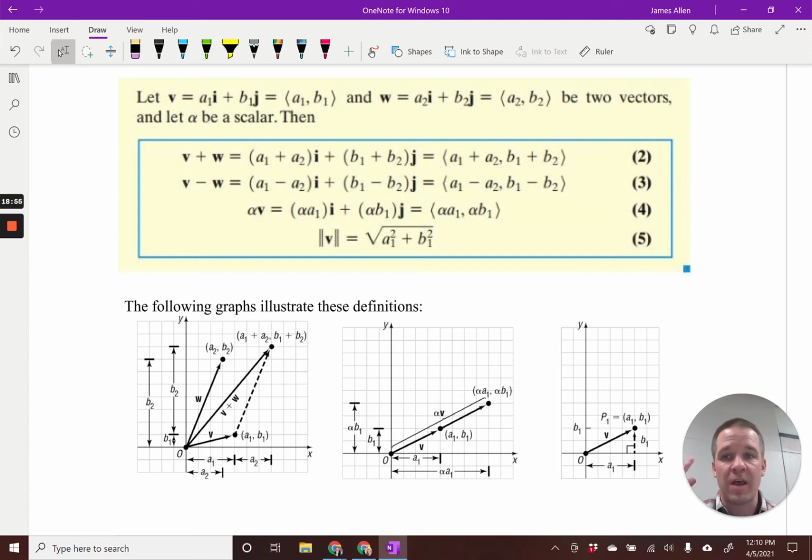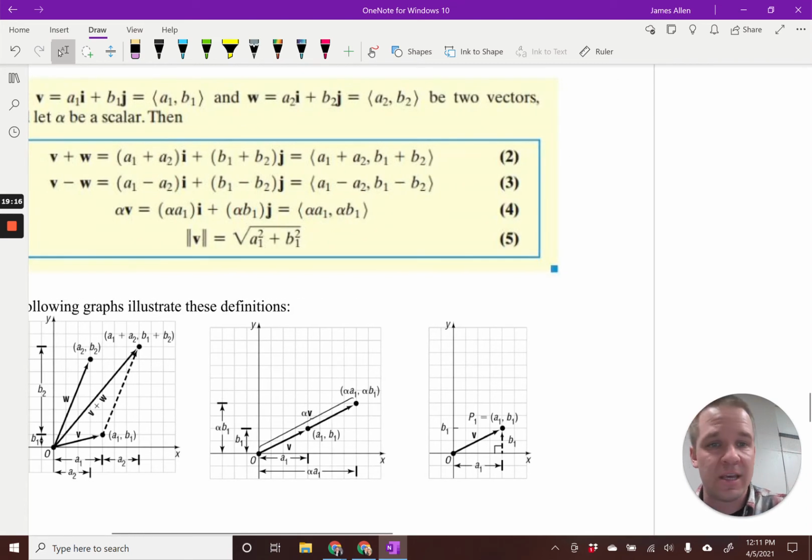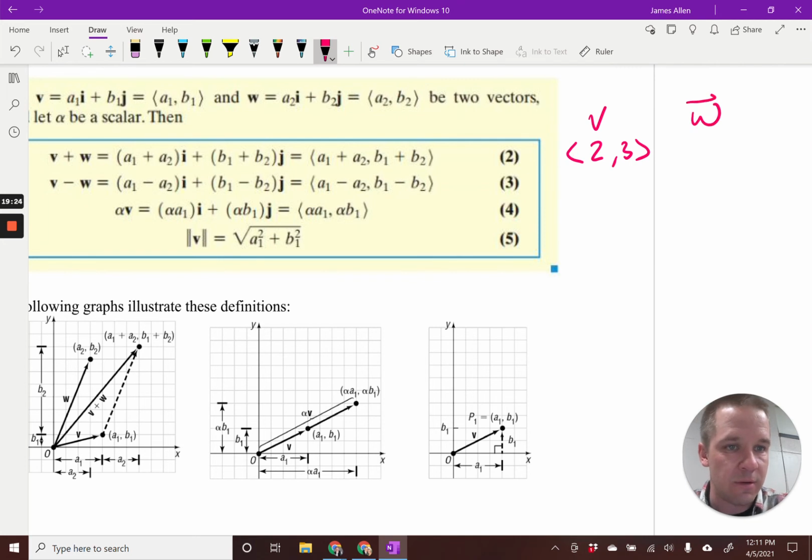So those are our two vectors, and we're going to have alpha be a scalar. Then these following properties would apply here. So we'd have v plus w. We can just add our a components together and our b components, and we would result in a sub 1 plus a sub 2, comma b sub 1 plus b sub 2. Imagine those as being numbers. So what if I had 2, comma 3 for v, and then let's say w was negative 5, comma 1. Well, then we add those together.